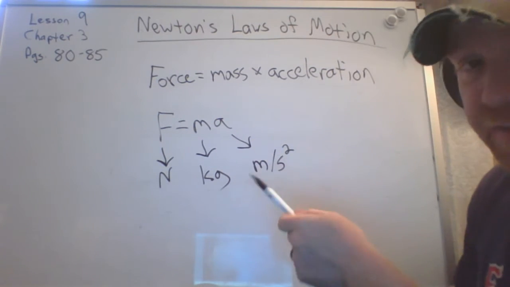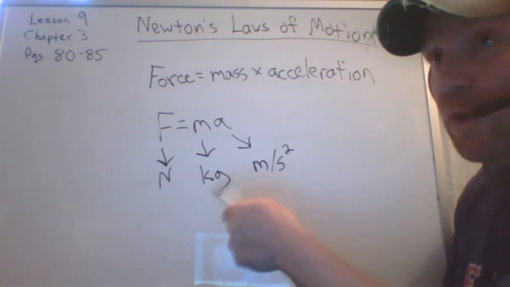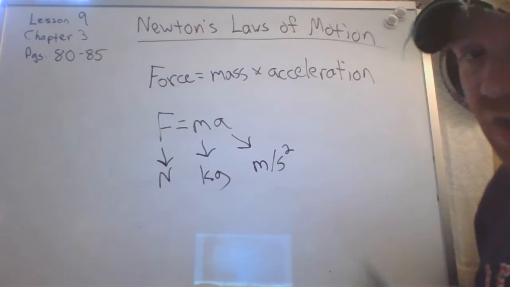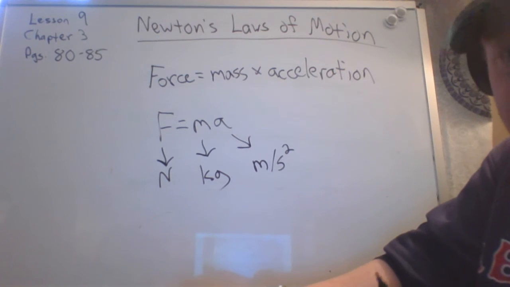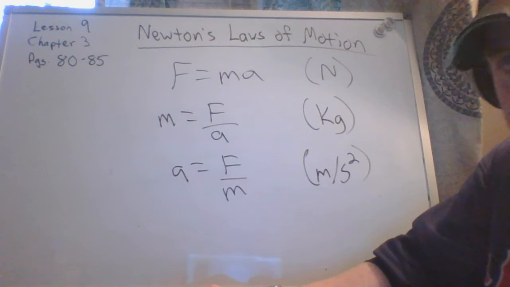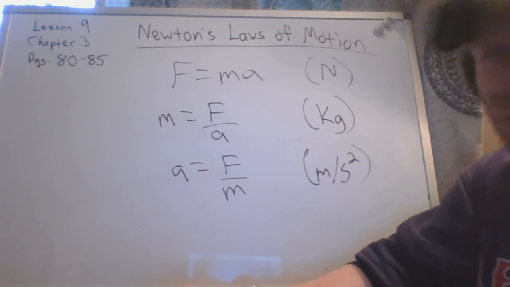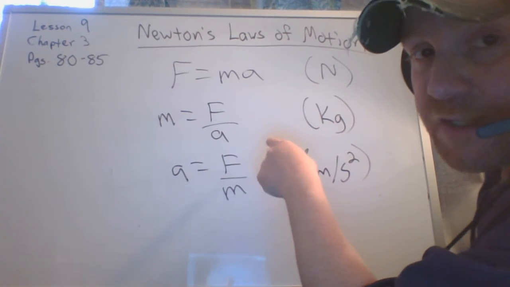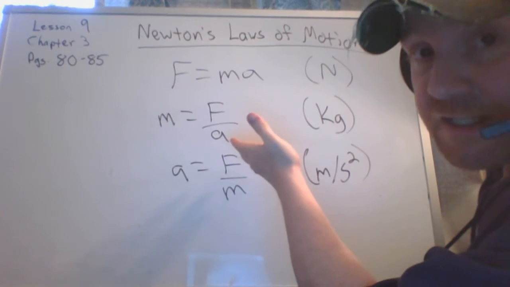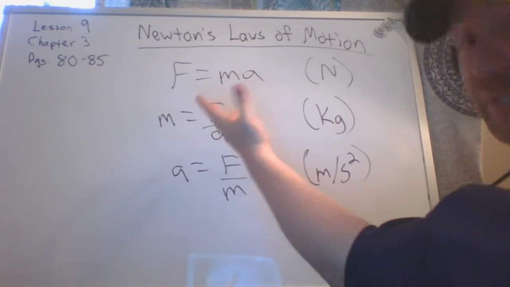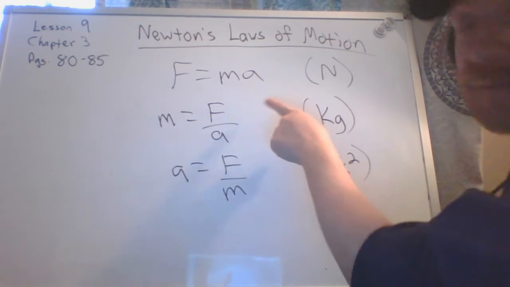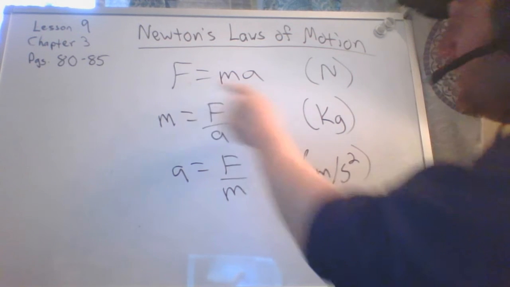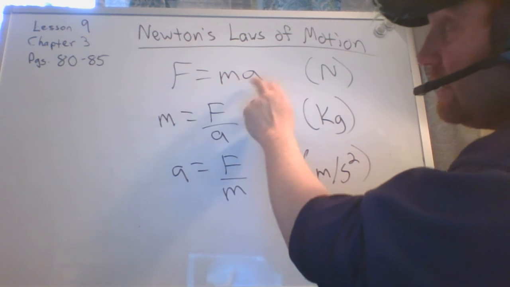I'm going to pause the video and I'm going to show you how to rearrange this particular equation algebraically, and we can solve a problem or two using Newton's second law of motion. So what I've done here is I've listed the three different ways you can solve for Newton's second law of motion. We teach it as force equals mass times acceleration. If you were solving for force, again, it would be mass times acceleration.